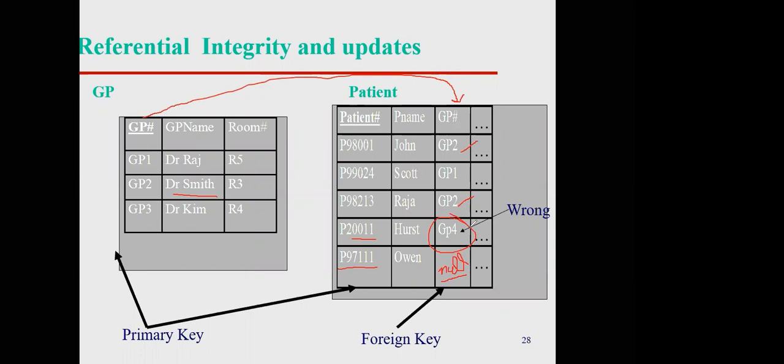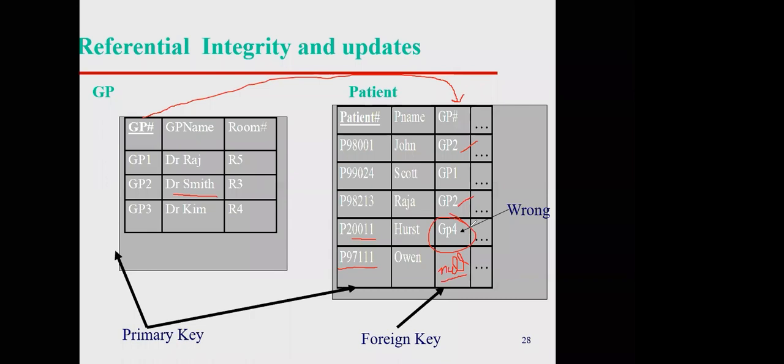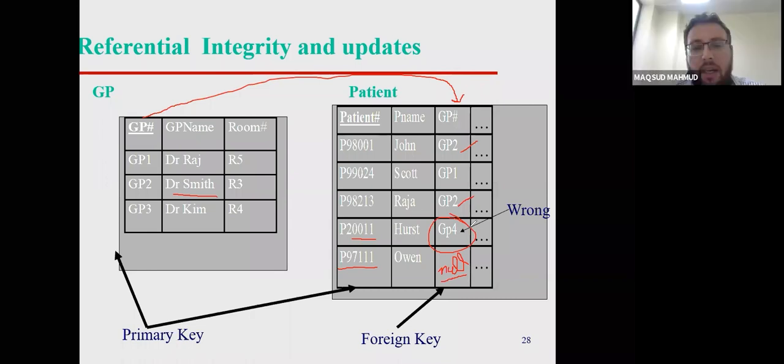Doctor, how can we fix GP4? Just put null there. Null is acceptable. I told you that null is okay because GP4 is wrong. Who is GP4? But null is okay, it means no one has been assigned. But here you cannot put null because it's a primary key. In the primary key we don't accept null. So you cannot put null over there.